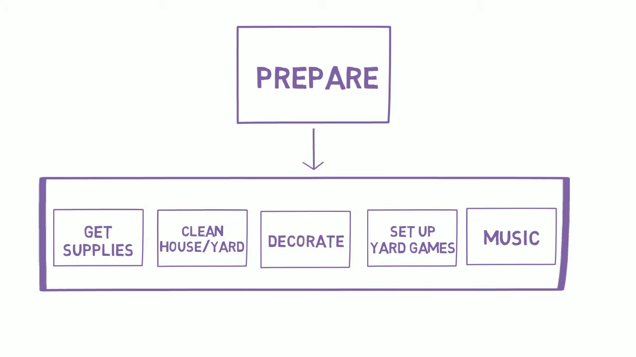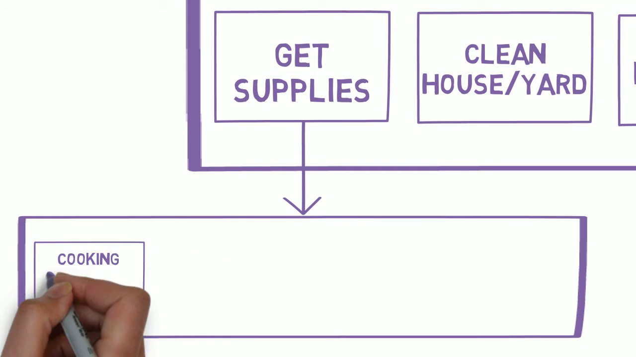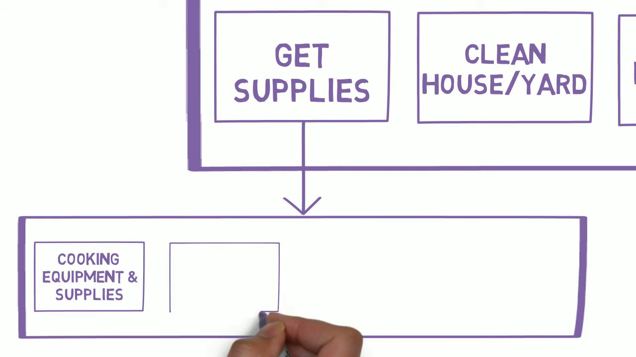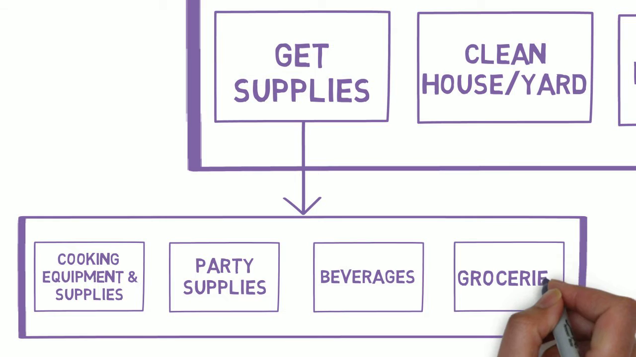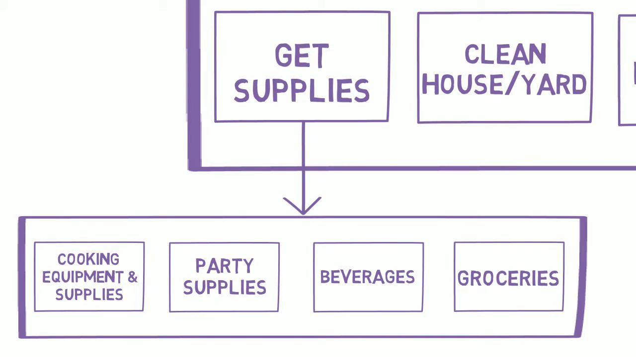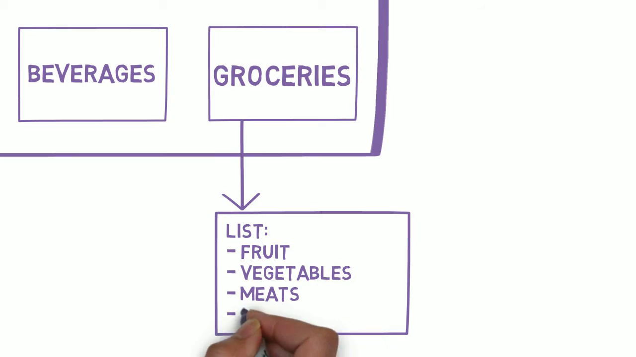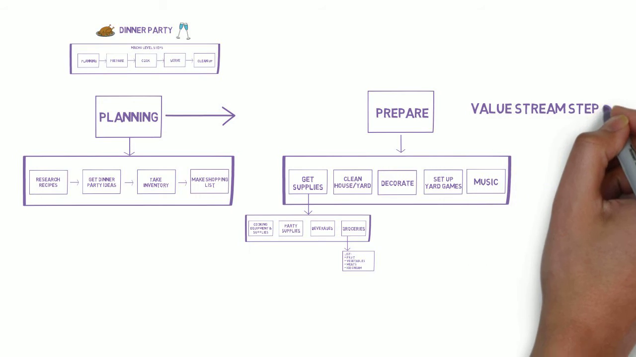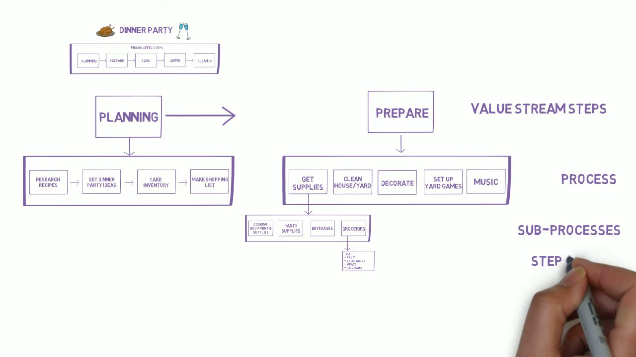We can then drill down another level in the process hierarchy and explore sub-processes for getting supplies. Here are some of the steps associated with this part of the value stream. We are starting to develop a process hierarchy by building sub-processes to the higher level processes. Ultimately, we develop the task level step to the process hierarchy. In this case, create a shopping list. Here is what a process hierarchy supporting the dinner party value stream could begin to look like.